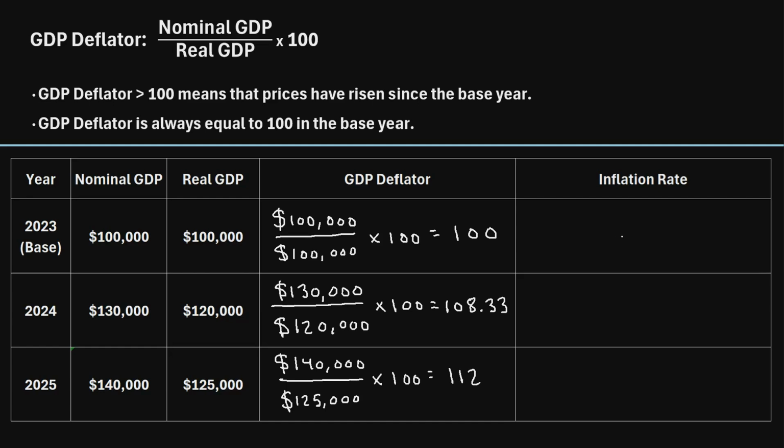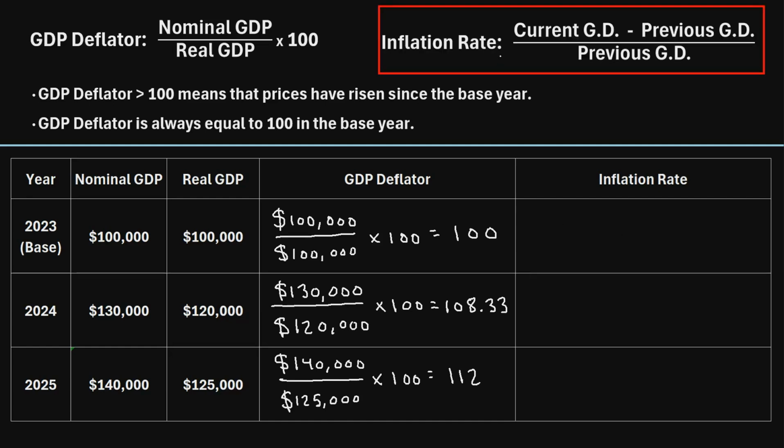And here's the formula we use to calculate that. We say that the inflation rate in a given year is equal to the current GDP deflator, which I've just abbreviated as GD, minus the previous year's GDP deflator, divided by the previous year's GDP deflator. So for example, if we consider 2024, to calculate the inflation rate, all we have to do is take the current GDP deflator minus the previous year's GDP deflator and then divide by the previous year of 100.